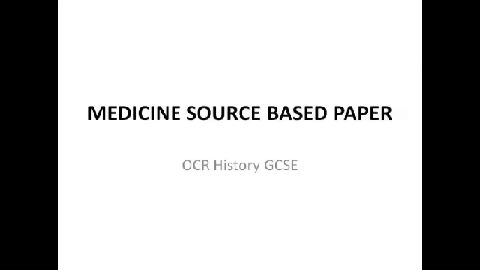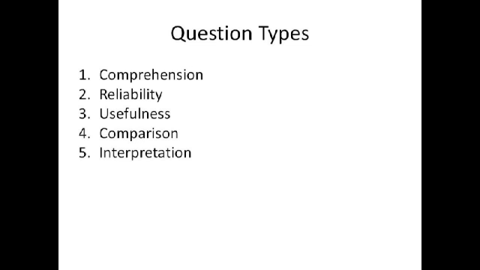This video is about the medicine source-based paper for the OCR History GCSE. We're just going to go through the question types with a few sources for examples, and I don't know, it's probably breaking all kinds of copyright laws, but oh well, don't tell anyone. So the 5 main question types are comprehension, reliability, usefulness, comparison, and interpretation.